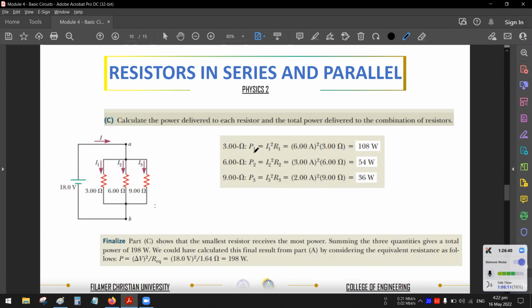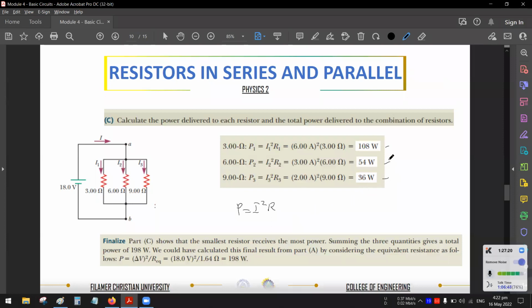Okay, so ito yung formula natin. Power is equals to I squared times R. So, current ng resistor, ito yung resistor mo. And then yun yung power across that resistor. Okay? So, this is just for the P sub 1, for your first resistor. Ito yung 3 ohms. So, you can just multiply the current, that is 6 amps squared, multiplied by 3 ohms. There you have it. You have now your 108 watts. And so on for the P sub 2 and P sub 3.